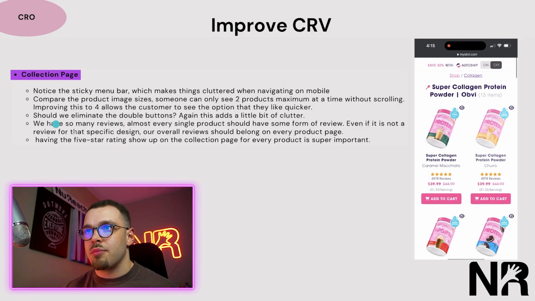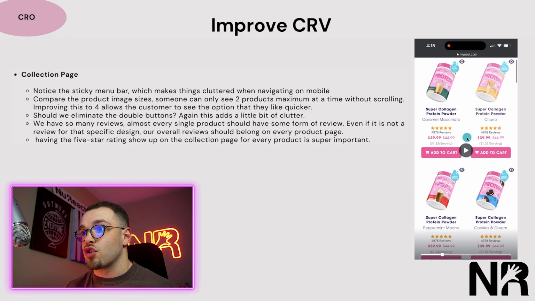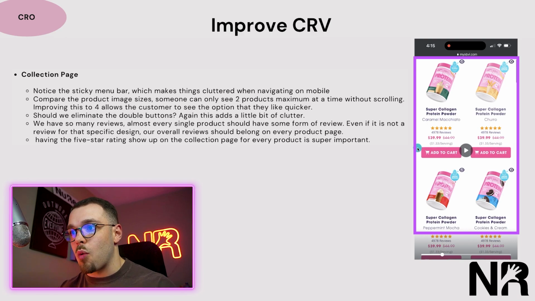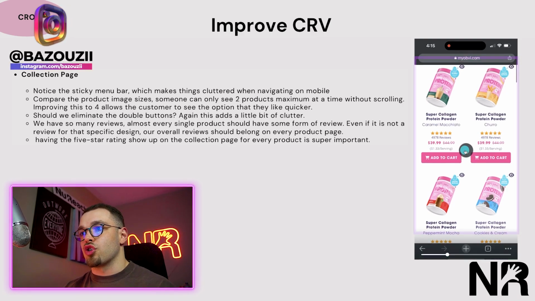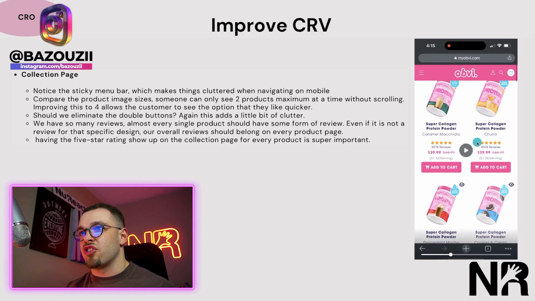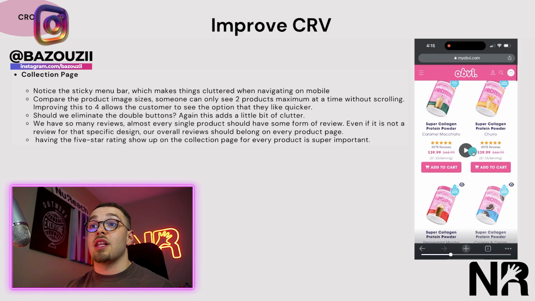And then moving on to the collection page, guys, you'll notice a few things here. Firstly, the one thing that I really like is how you can see all 4 products on the page at once, which is really helpful when you're scrolling down. They have an add to cart button as well as their reviews. This allows customers to see what they like quicker, as well as gain social proof from those reviews.